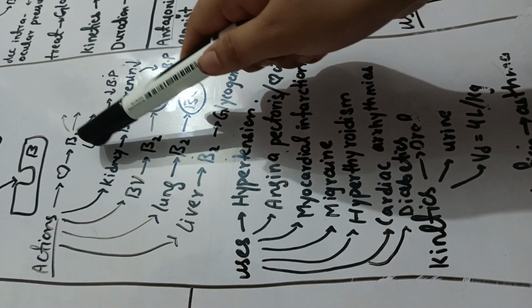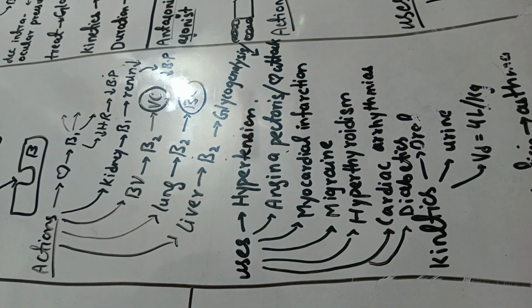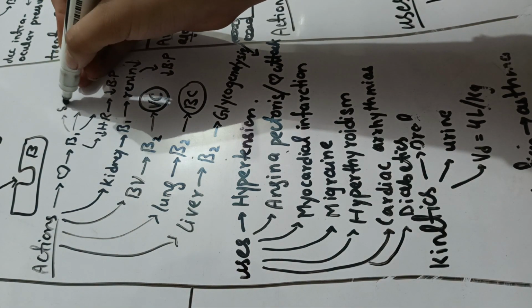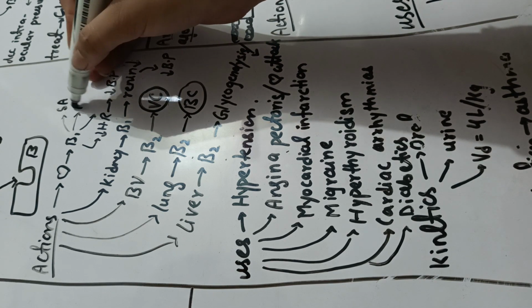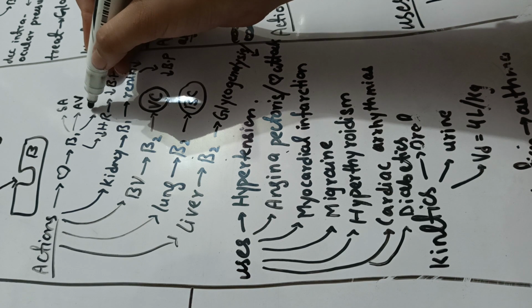So first of all, because they are acting on beta 1, and beta 1 is on the heart, they will act on the following parts of the heart. First is the SA node, then the atrioventricular node, and the myocardial cells, meaning the muscle cells of the heart.